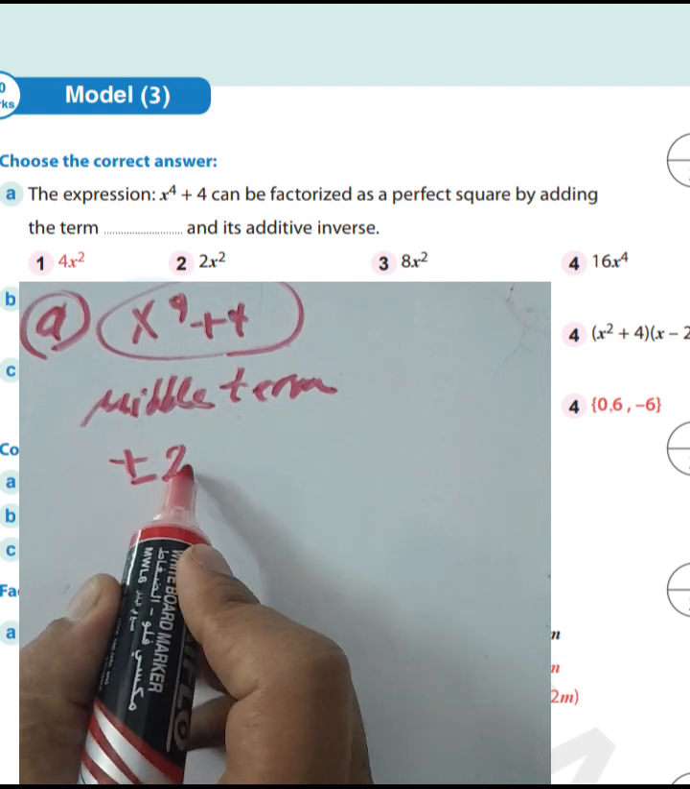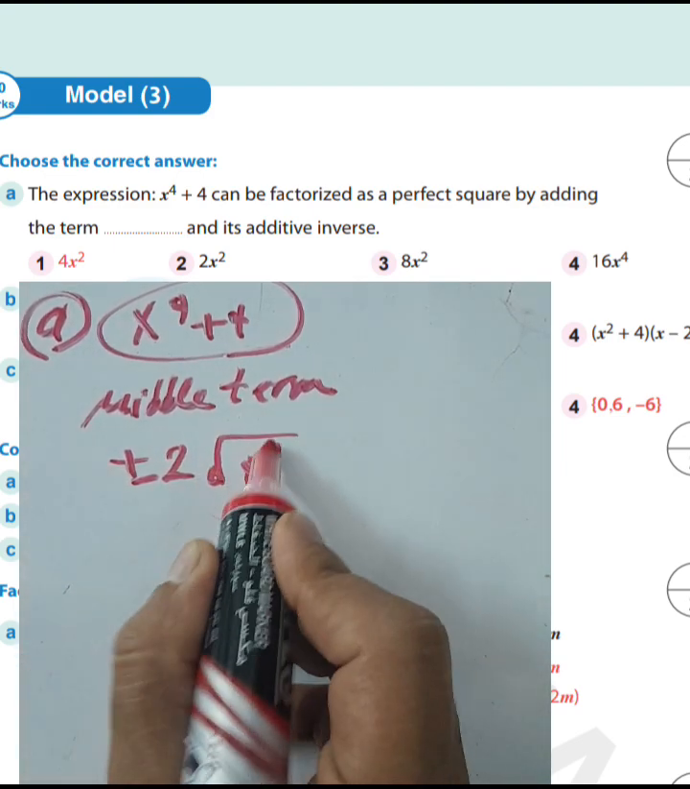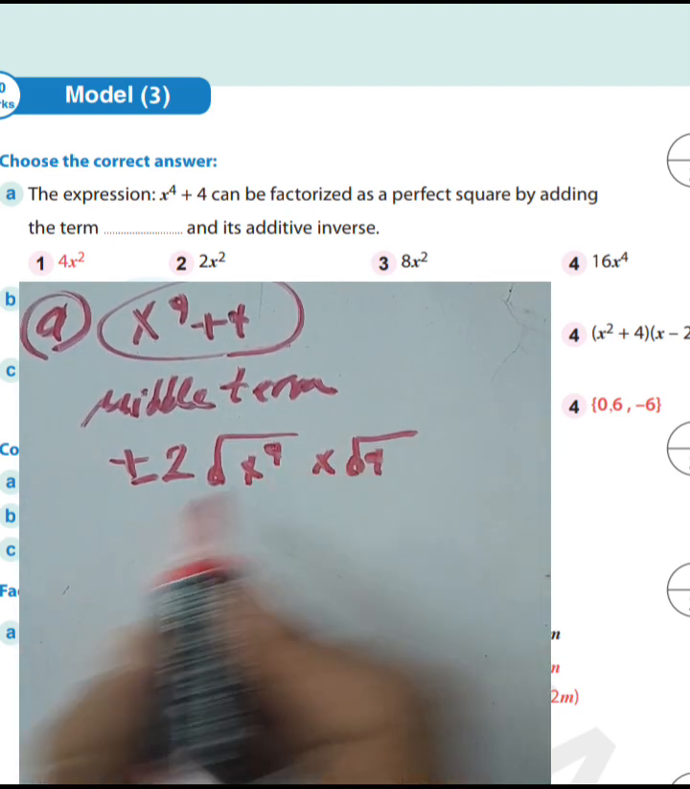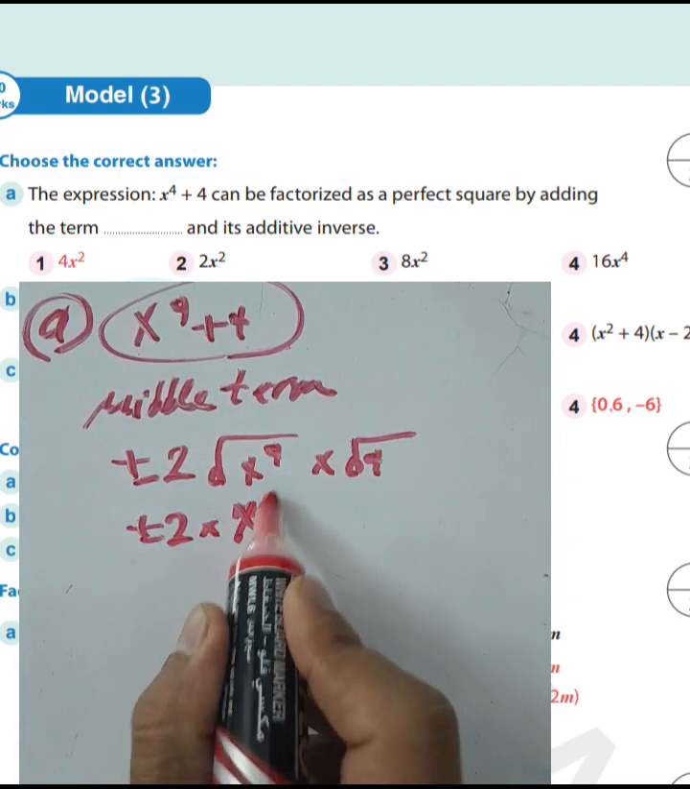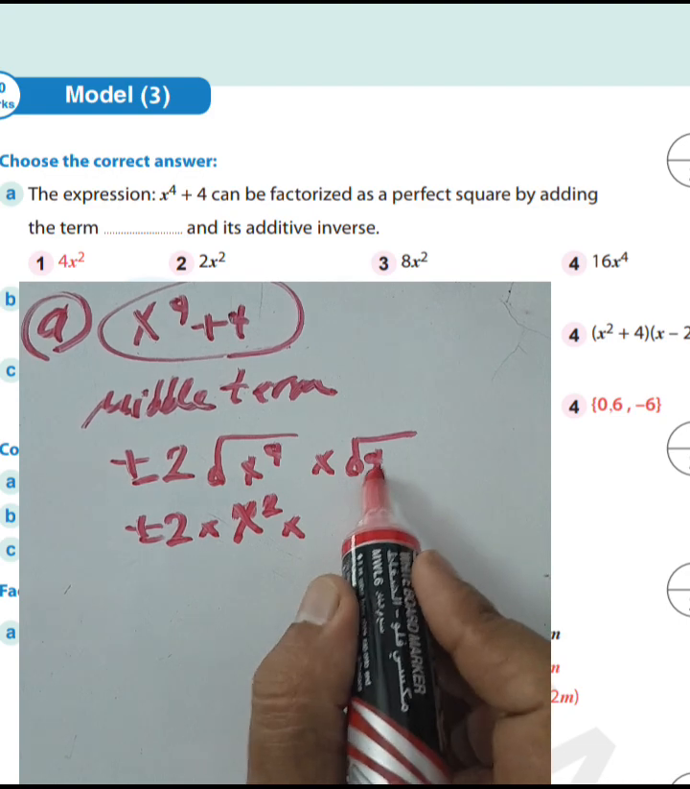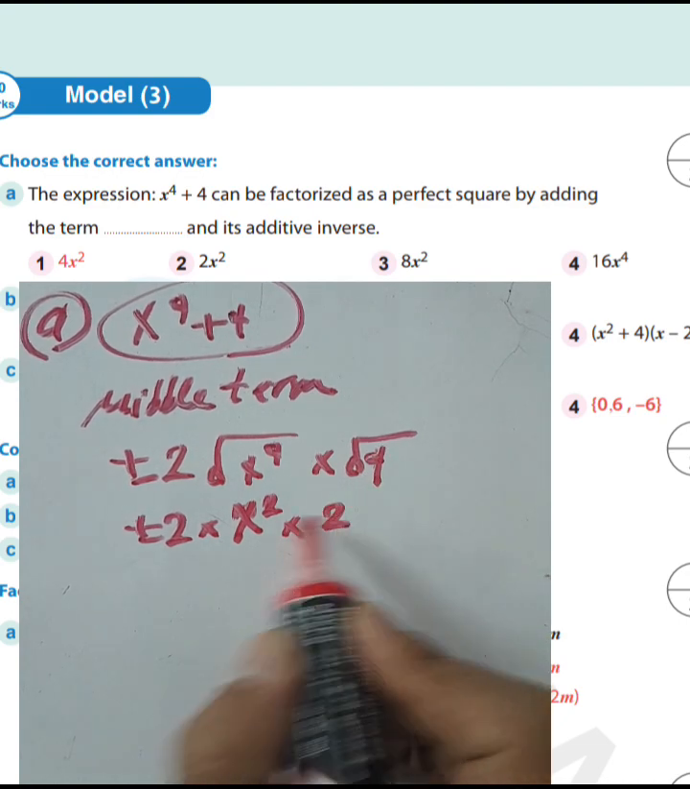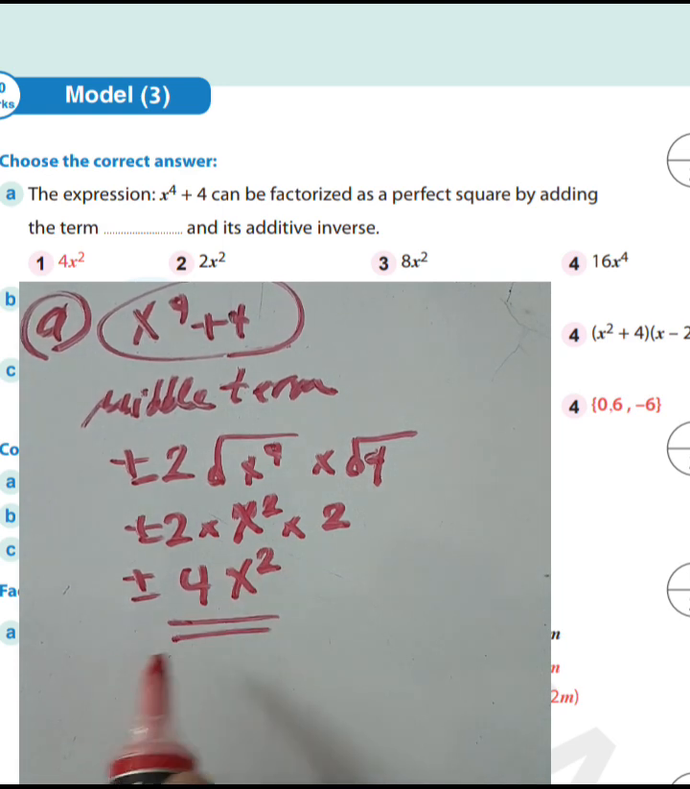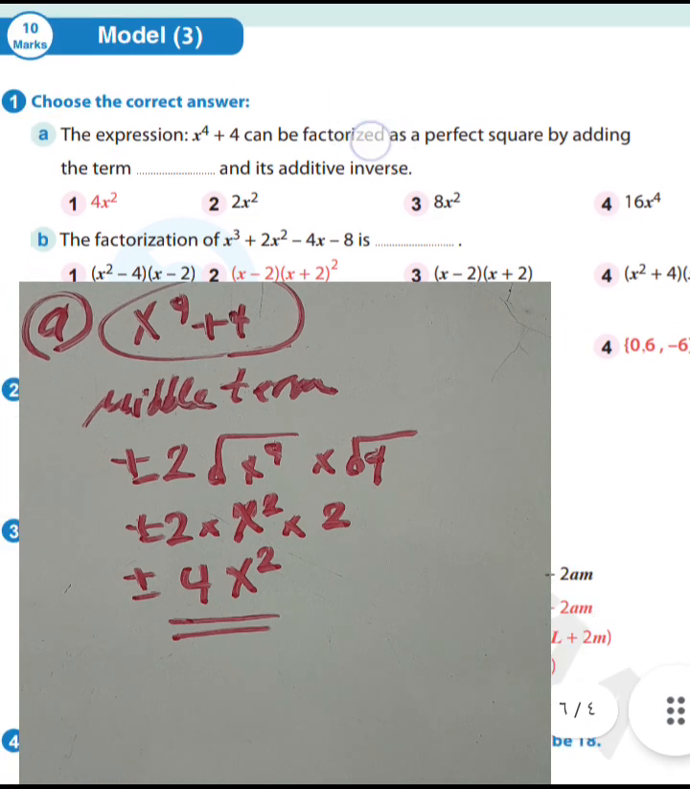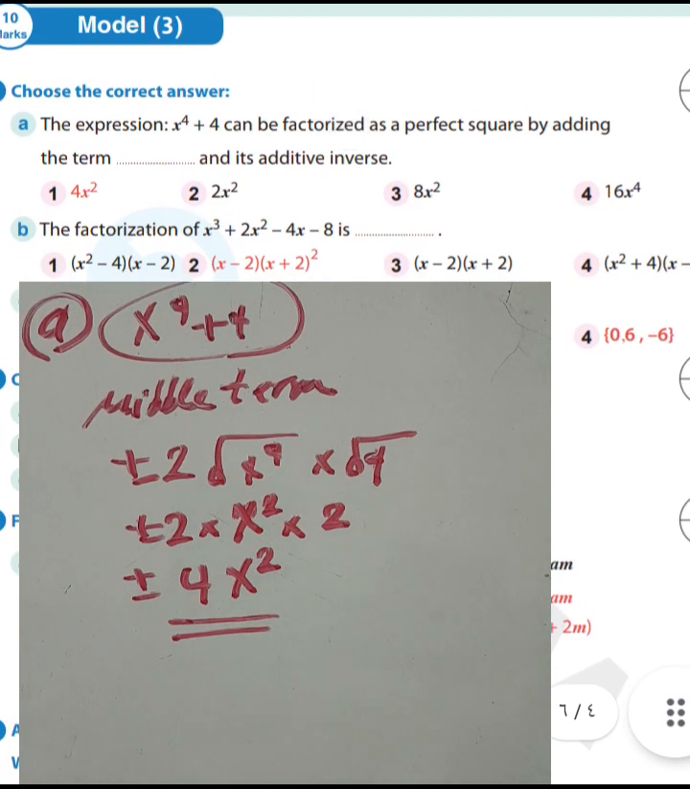Write 2 times the square root of the first, product by the square root of the second. Write positive or negative: the square root of x power 4 will be x power 2, and the square root of 4 will be 2. 2 times 2 is 4, then the result will be 4x power 2. Choose letter number 1.